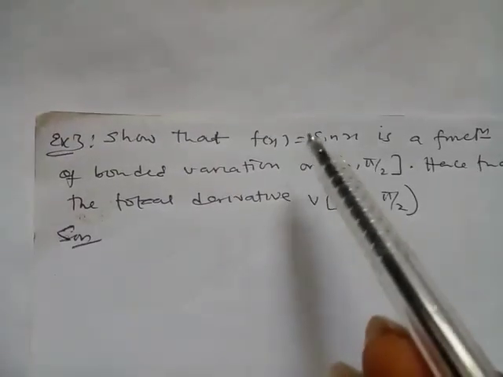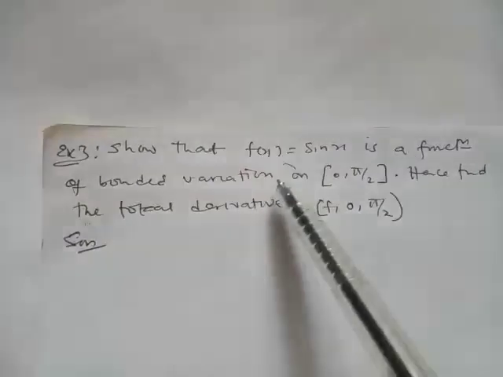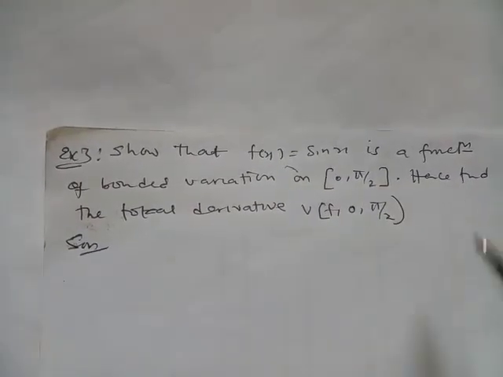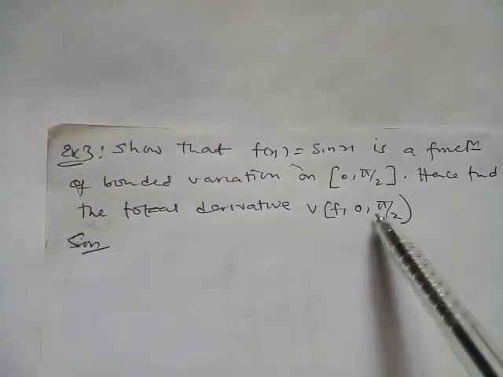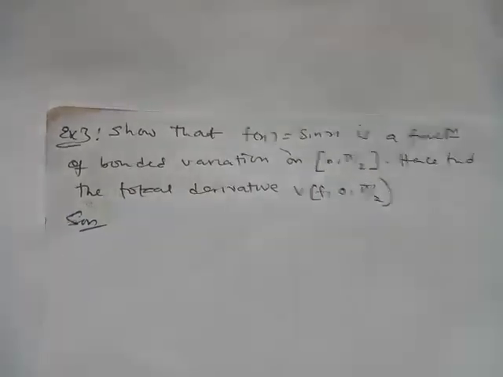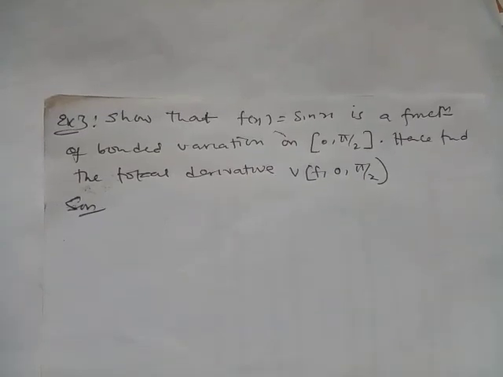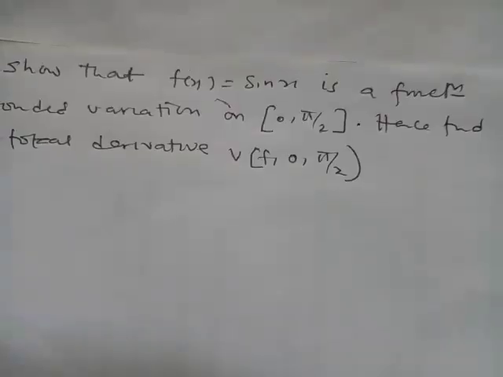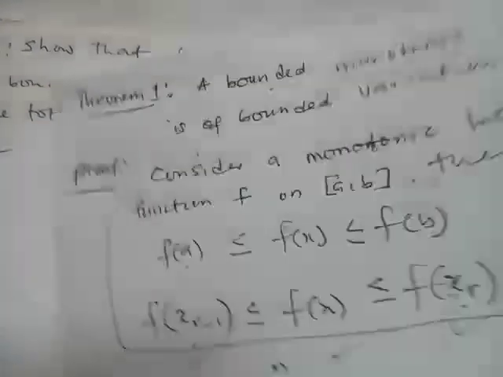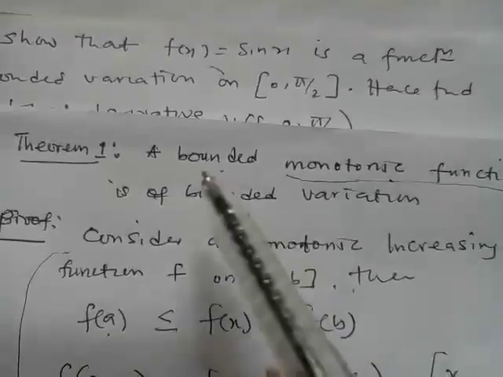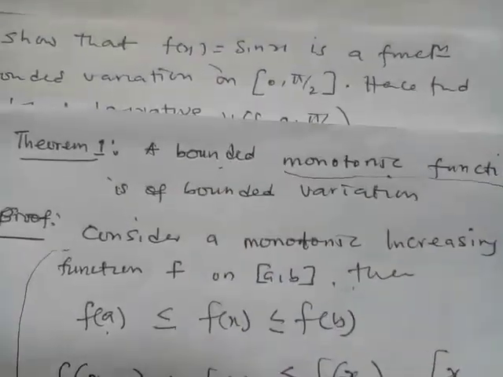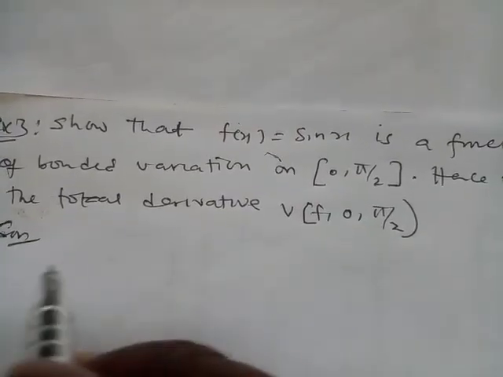So let's consider this example. It says we should show that this function is a function of bounded variation on this interval 0 to pi over 2. We are asked to find the total variation. So it's very easy to show. We only need to make use of theorem 1. Theorem 1 says a bounded monotonic function is of bounded variation. So that means if you can show that this function is monotonic, then we are there.